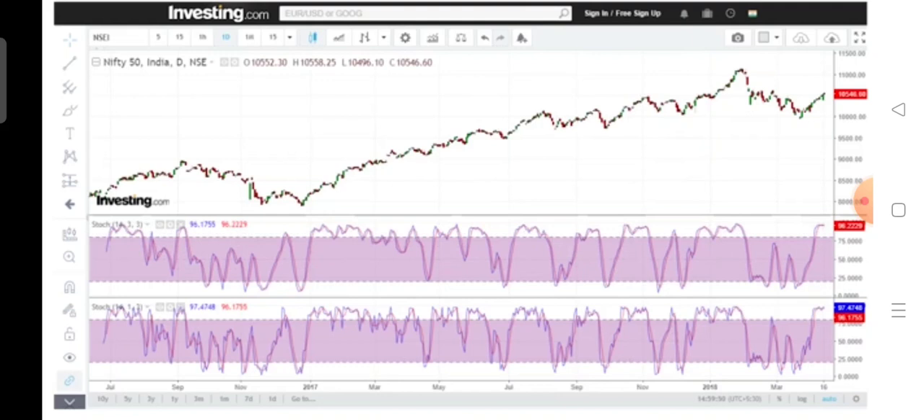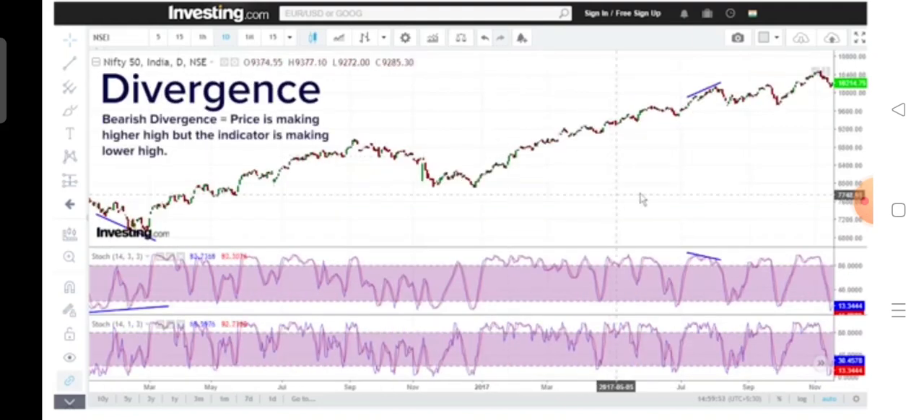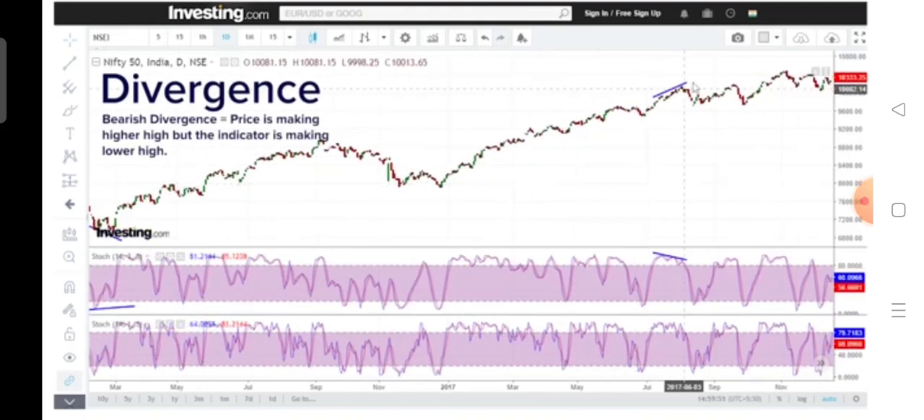Now let me also talk about divergence. Like with any other indicator, divergence is when the price is making a higher high, but the indicator is failing to make a higher high.